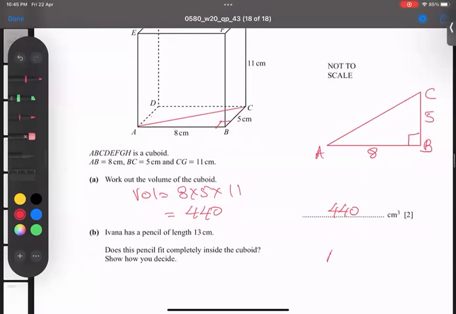AC length. So AC square is equal to 5 square plus 8 square. So 25 plus 64, and I take the root of the whole. AC comes. So root of 25 plus 64, I get root 89.